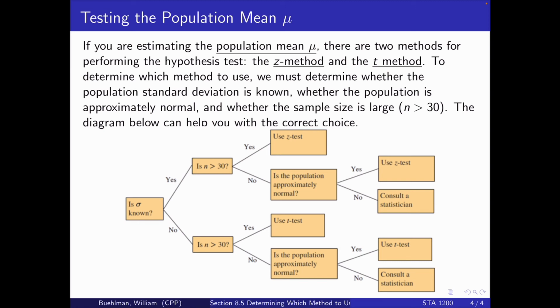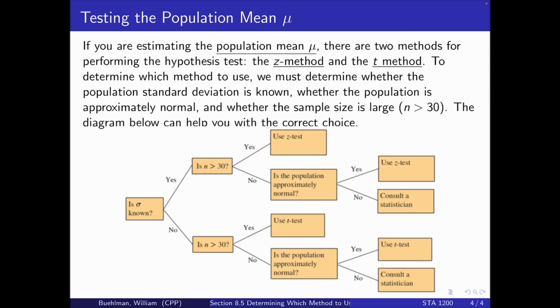If the standard deviation is not known and n is greater than 30, we can use the T-test. If n is not greater than 30 but the population is approximately normal, we can still use the T-test. If it's not approximately normal, we have to consult a statistician. Again, you will not learn methods in this class to handle that.